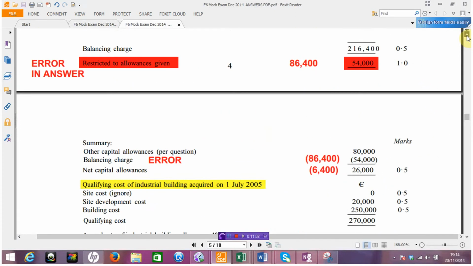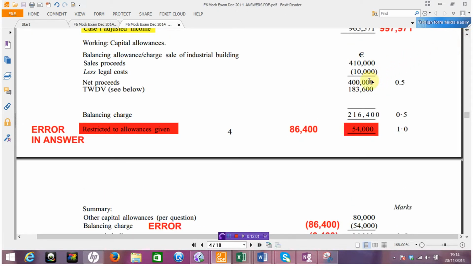And if we look above here, what we'll see is that where we're looking to establish what a balancing charge or indeed allowance is, we're comparing proceeds to tax written down value. So if we do that here with the net proceeds after legal fees have been deducted, we'll see that the balancing charge in the first instance is 216. But obviously we can't give a balancing charge for over and above the allowances given, and that's why we're restricting the allowances, and that's where we get this figure of 86,400 above. Okay, so this is the figure that was incorrect based on, in fact, 5 years rather than 8.